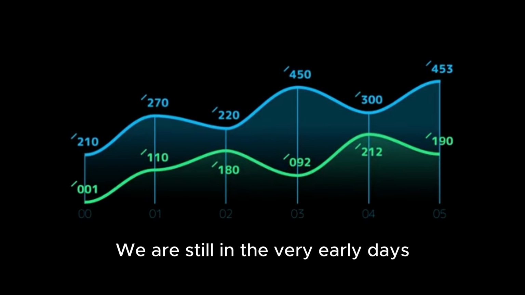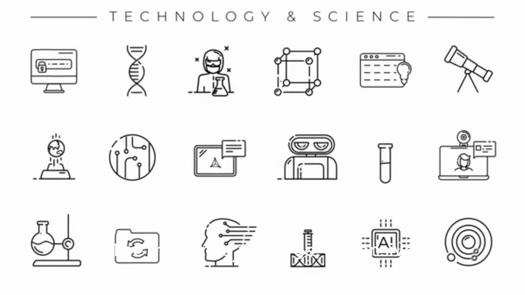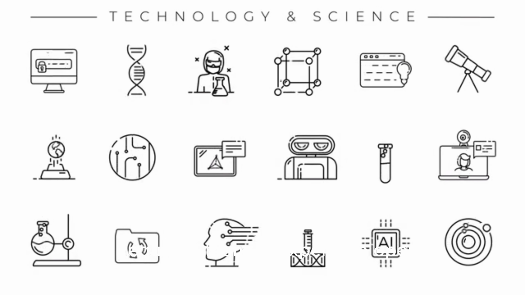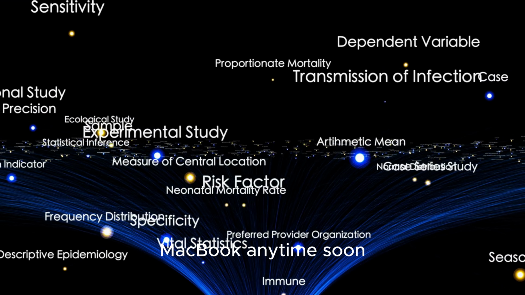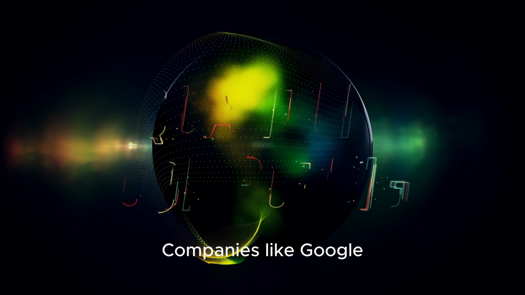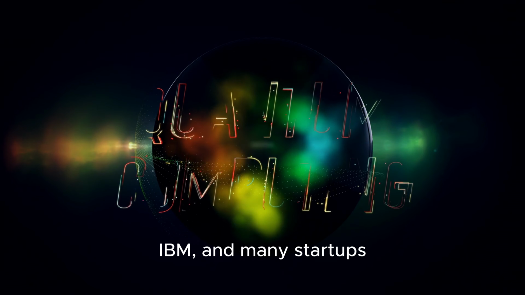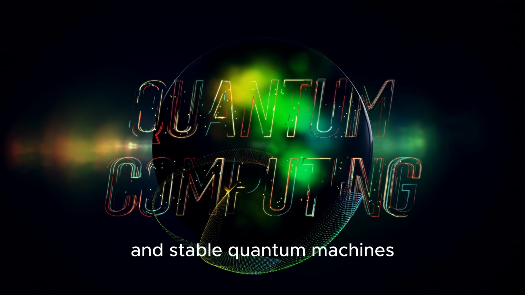We are still in the very early days, much like the 1950s for classical computers. The machines are large, expensive, and require a team of experts to operate. So, while we won't be buying a quantum MacBook anytime soon, the progress in this field is accelerating. Companies like Google, IBM, and many startups are in a race to build more powerful and stable quantum machines.